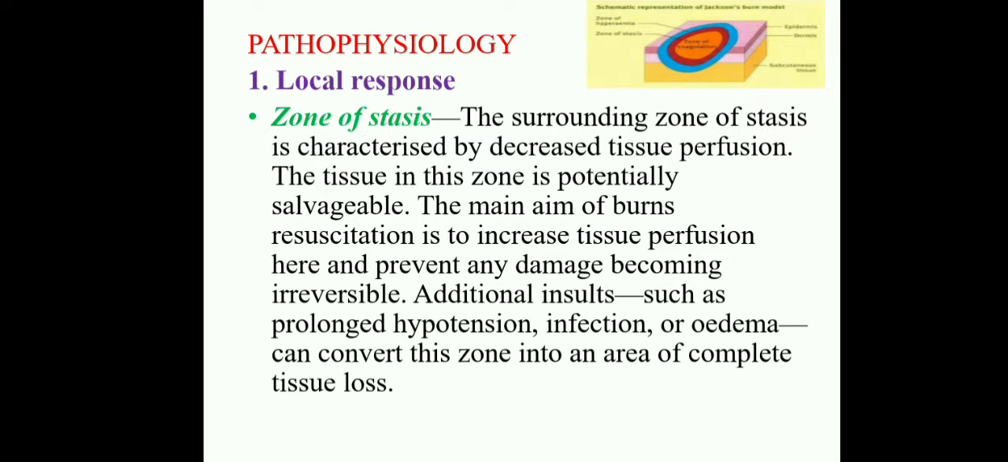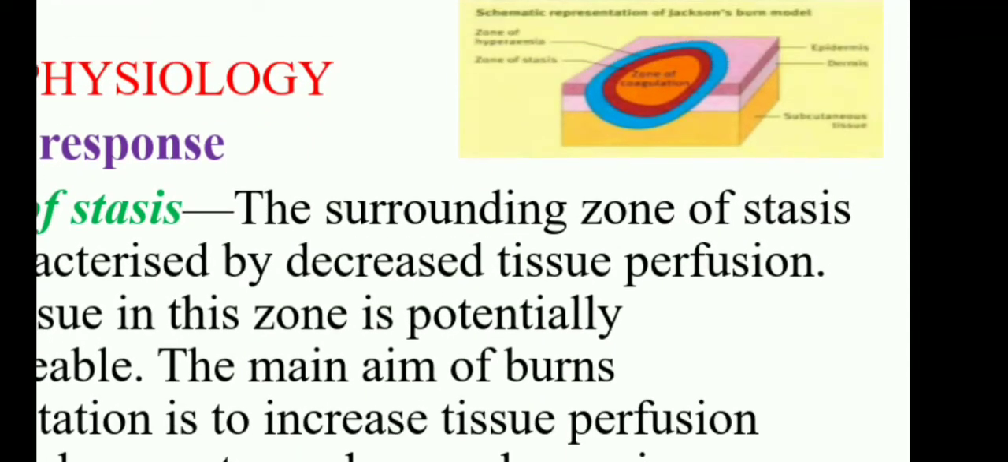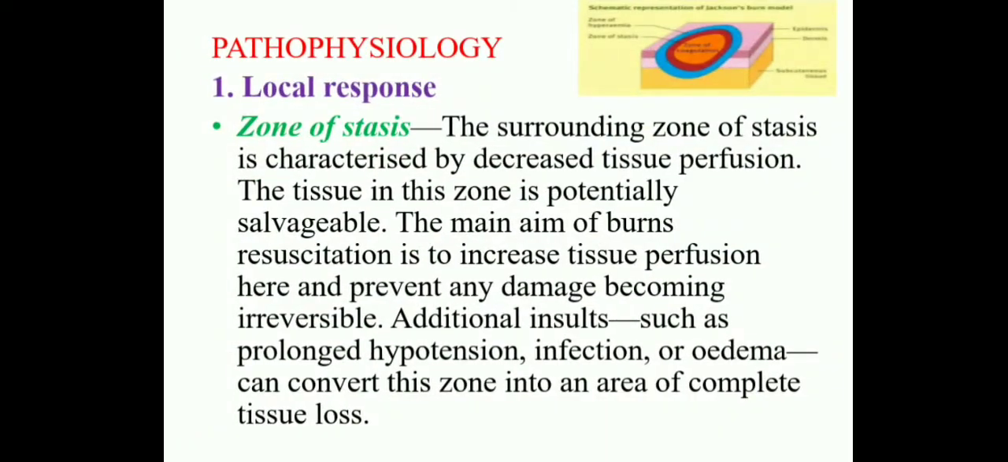Here the local response first. Look at this image, this schematic representation of Jackson's burn model. Here he explained about the local response of the skin. The first one is zone of stasis. The surrounding zone of stasis is characterized by decreased tissue perfusion, because the surrounding tissue has some damage.